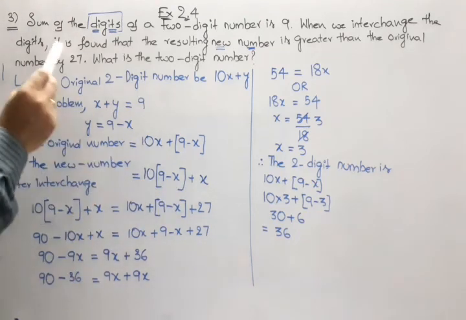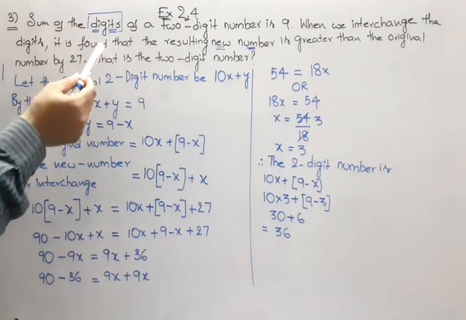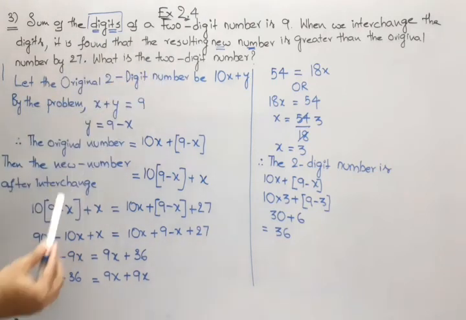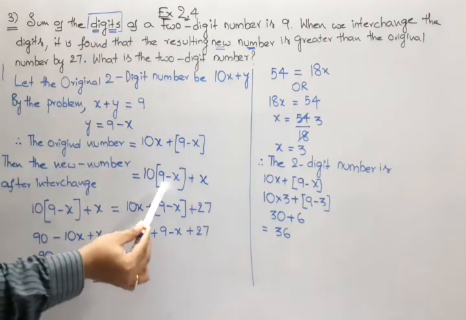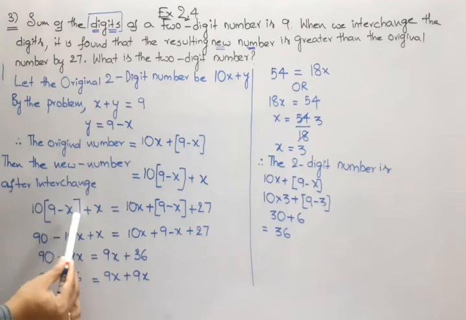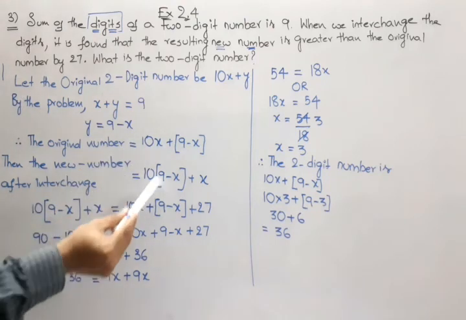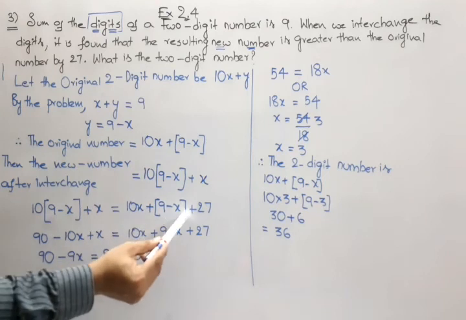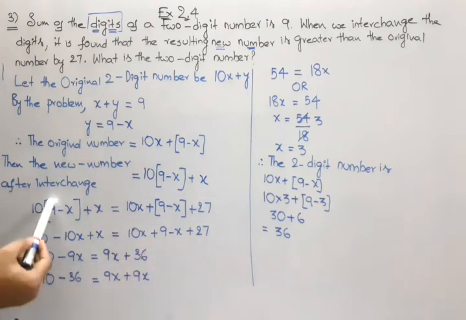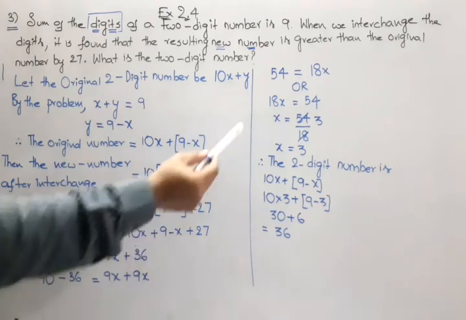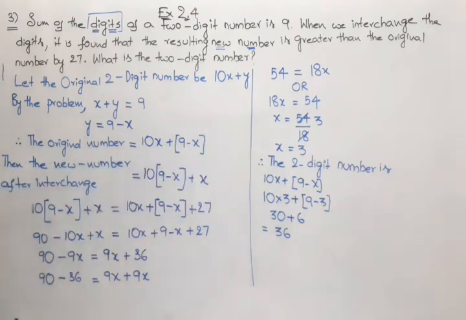Now look, after interchanging, what happened is, it is found that the resulting new number, what is the new number? 10 into 9 minus x plus x is greater than the original number by 27. Original number is this one. So 10x plus 9 minus x plus 27. So we solved for the value of x and we got the value of x as 3.